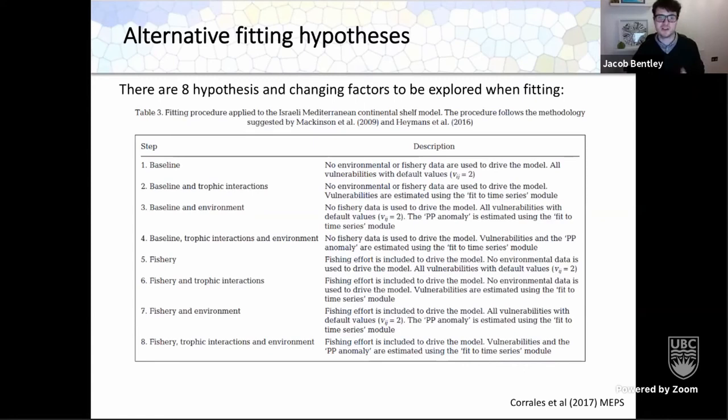And then again, the same kind of hypotheses, but this time for fishing. So you include your fishing effort drivers or your fishing mortality drivers, as well as estimating trophic interactions and environment.